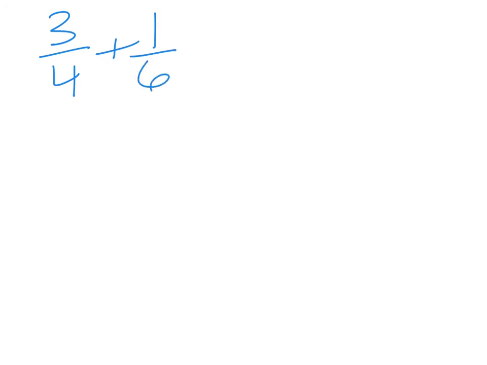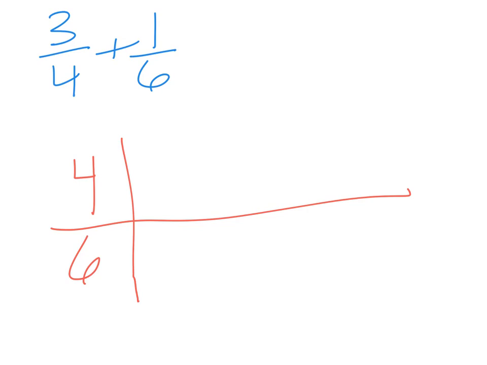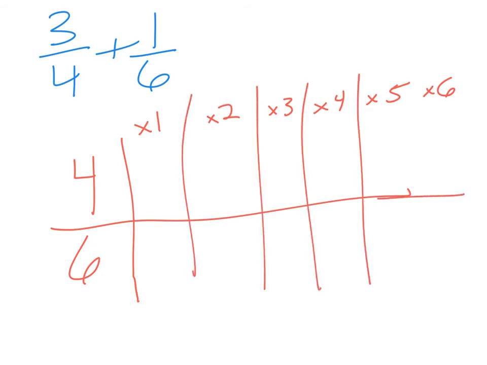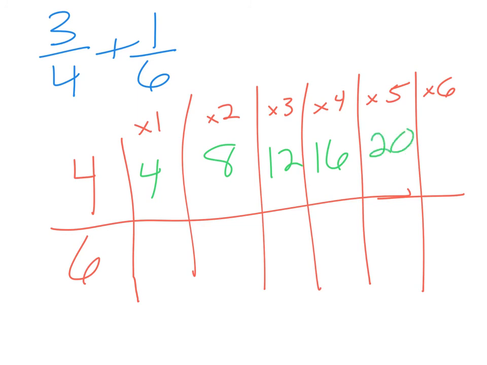So when I think about multiples, think about your times tables. I'm going to draw out my multiples of 4 and 6, and then let's compare them. I'm thinking about these numbers times 1, times 2, times 3, times 4, times 5, and let's just go all the way to 6, just so we can compare the two here. Let's start with the 4. 4 times 1 is 4. 4 times 2 is 8. 4 times 3 is 12, 4 times 4 is 16, 4 times 5 is 20, 4 times 6 is 24.